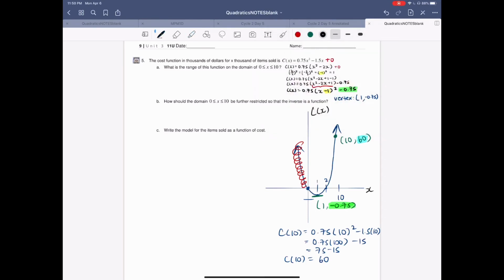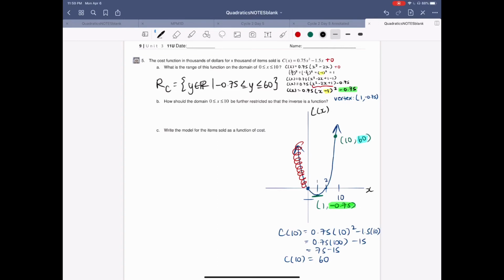So the range of this cost function is equal to y elements are real such that y values are from negative 0.75 to 60, all inclusive.